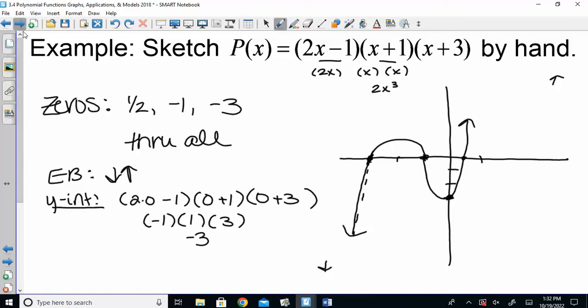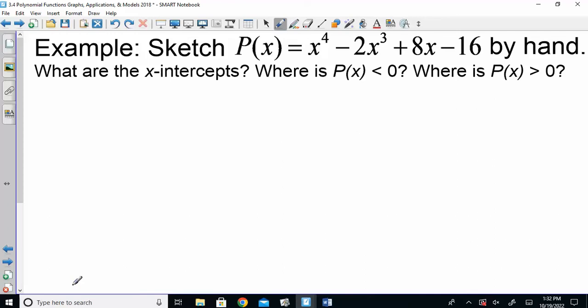Let's try another one. I'm going to ask several other questions along with this one after we draw the graph. I left you lots of space below that one, I think, so we can work out some things. Is this one factored? No. Can I factor this? Yeah. What could I do?